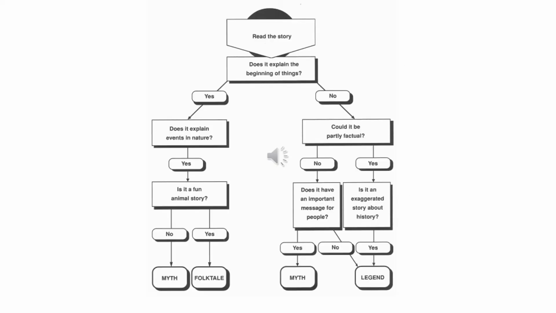So we go back to the chart, and we've read the story, and does it explain the beginning of things? Yes, it does. It explains how a hyacinth came to be. According to the story, at one point in Earth's history, there was no flower called a hyacinth. It did not exist, and suddenly it sprang up. It's not about the origin of the name, it's about the origin of the actual plant. Does it explain events in nature? Yes, it does. Is it a fun animal story? No, it is not. So therefore, according to the chart, the story of Apollo and Hyacinthus is a myth.